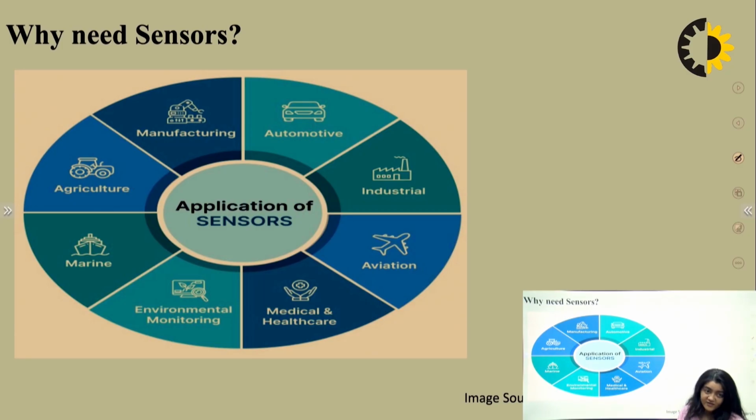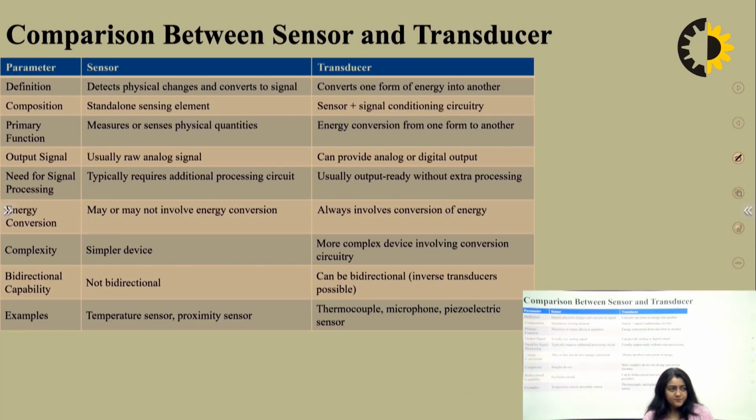Then there is the aviation industry. You see the cockpit is full of sensors. Then we have the medical and healthcare industry, where biomedical sensors are available. Then we have environment monitoring, where there are so many environmental sensors. Then marine industries also. So I cannot imagine a world without sensors. Even our body needs a sensing element.